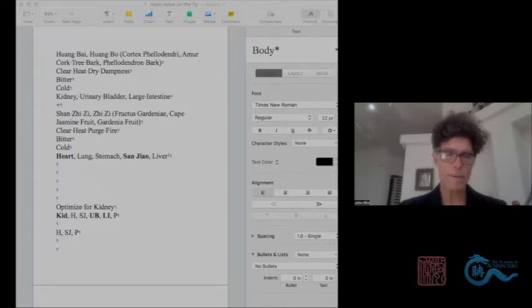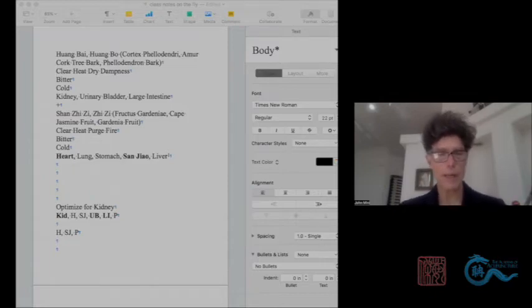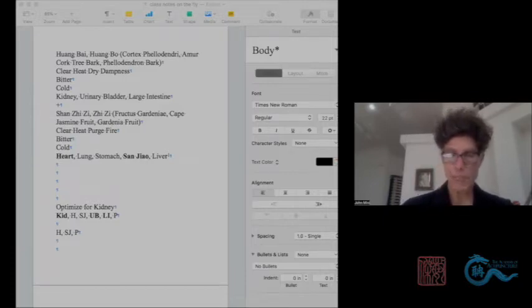But remember again, like we discovered before, that the stomach, the Sanjiao, and the liver make it look pretty good from a pericardium perspective. All right, and the heart, lung, stomach, and the Sanjiao make it look fantastic from a spleen perspective. Look at that. We've got heart, lung, stomach, and Sanjiao. That's 4. That's fantastic from a spleen's perspective.